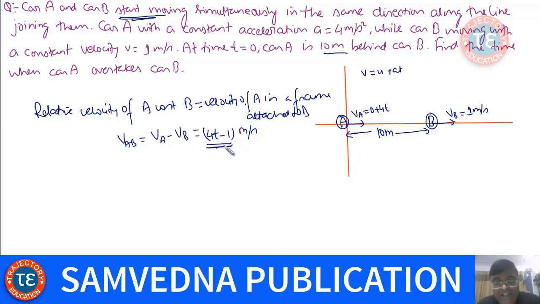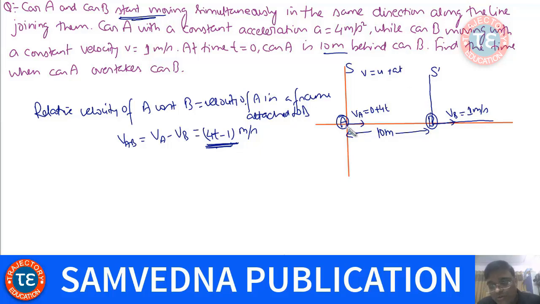This is the relative velocity of A with respect to B at time t. If I take a frame attached to B, suppose this is the S frame and this is the S dash frame. So if I take a frame attached to B, in this frame the velocity of A is going to be this at time t.